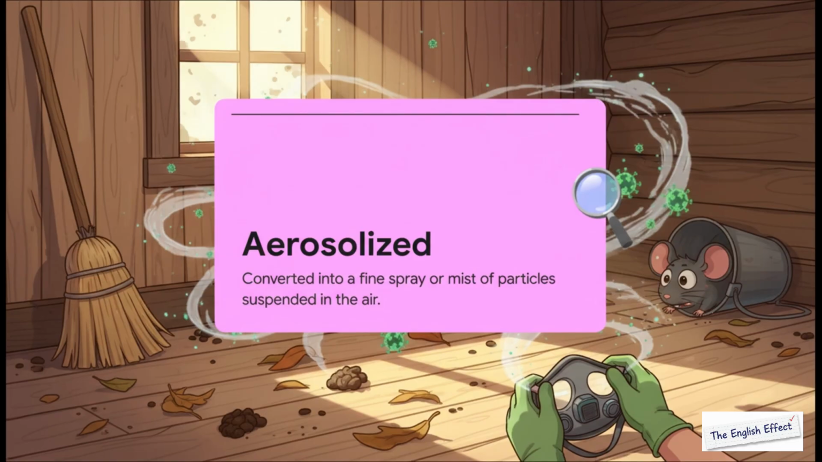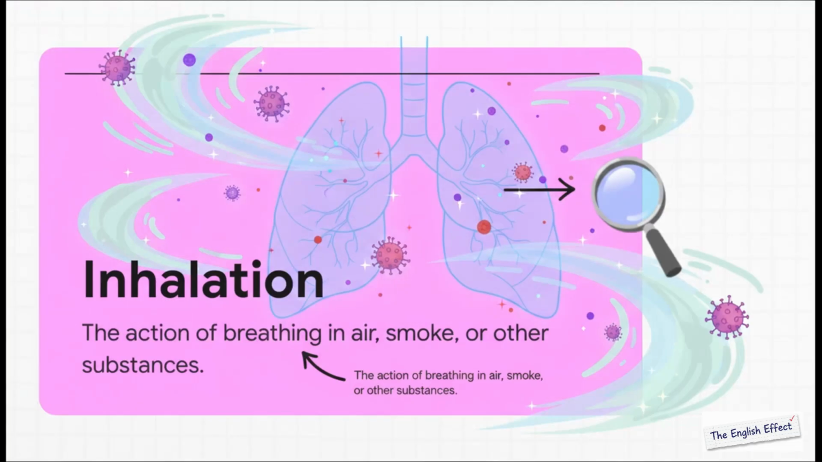Think about it like this. Imagine you're cleaning out an old, dusty cabin. If you grab a dry broom to sweep up mouse droppings, you're actually breaking apart those viral particles, sending them floating up into the air like an invisible mist. And what happens once those particles are floating in the air? That's word number 4. Inhalation.